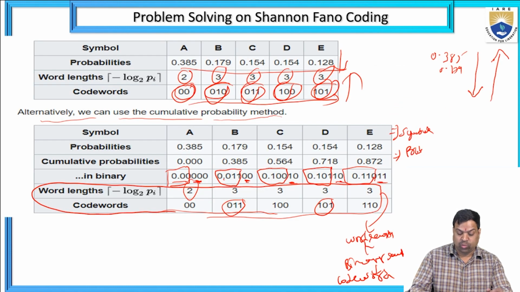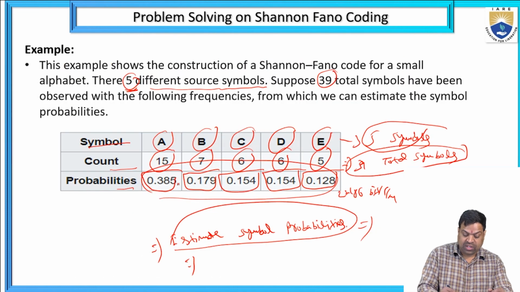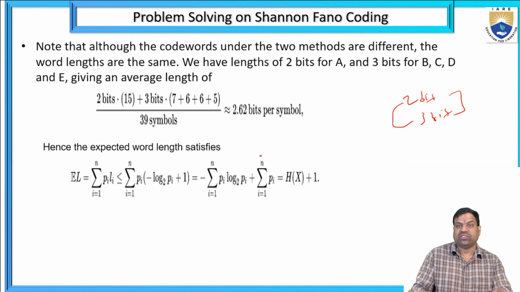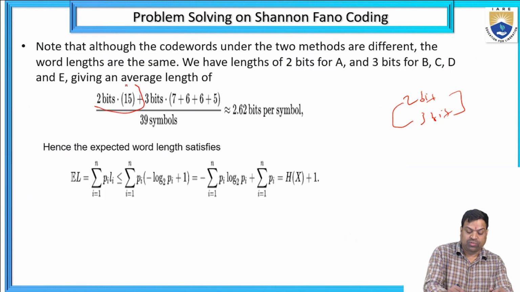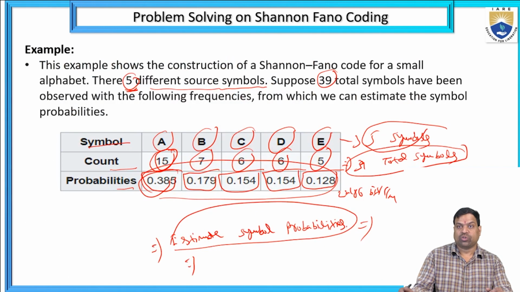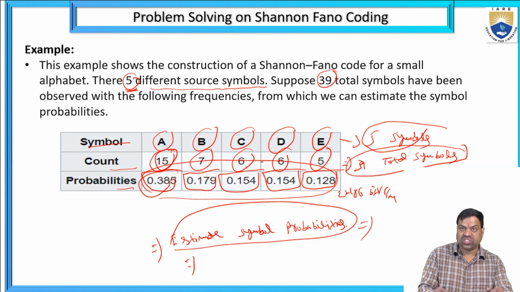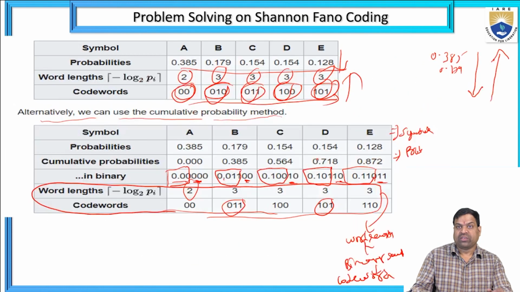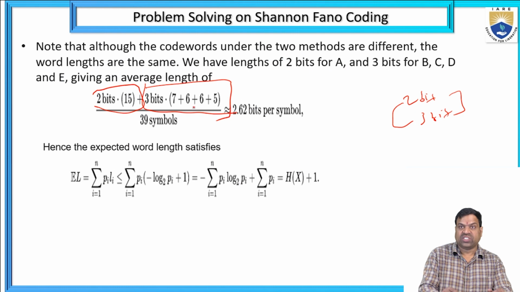So what is the 2 bit value here? Here the 2 bit value is 15. So we take 2 bits times 15, plus the 3 bit values. How many are there? The remaining all 3 bits. What is the probability value? In the question we can see 7, 6, 6, 5. Total how many symbols? 39. In the question they gave 39 symbols and 5 probability values.